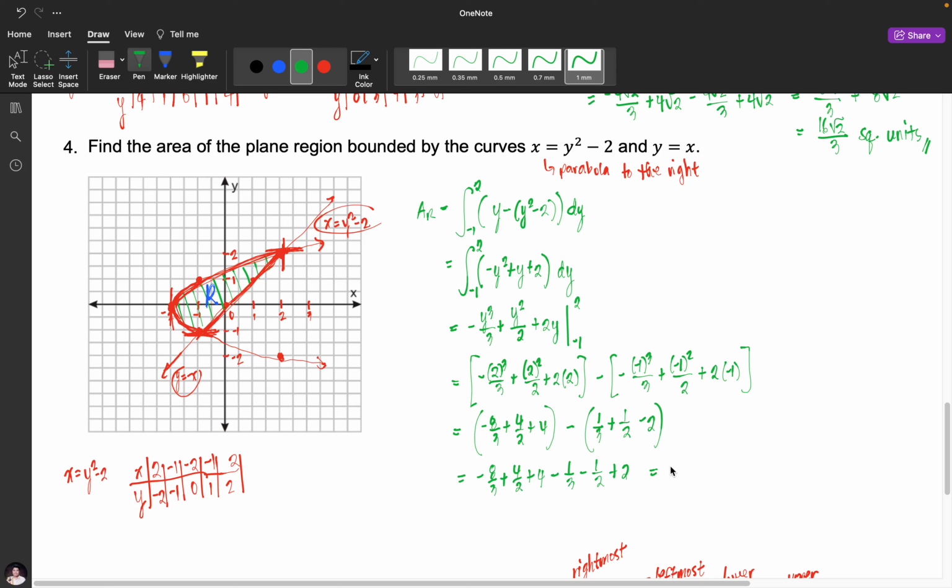So we have negative 8 over 3 minus 1 over 3, negative 9 over 3. 4 over 2 minus 1/2 is 3 over 2. And 4 plus 2 is 6. So we now have, this is negative 3 plus 6 is 3 plus 3 halves. So we have 9 over 2 square units. Okay? So that answers our problem. Okay? So I hope may natutunan tayo ngayon.